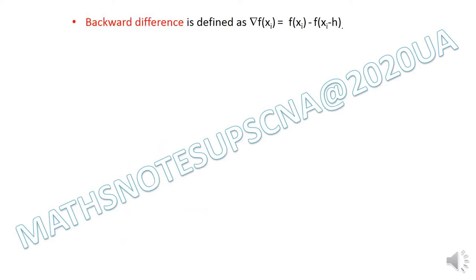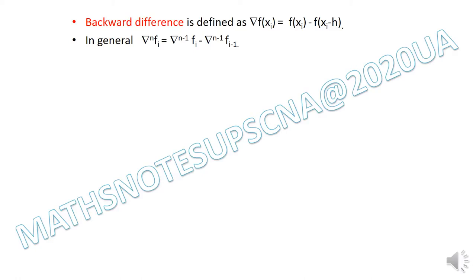Now backward difference is defined as del f(x_i) is equal to f(x) minus f(x_i minus h). Here we have taken backward delta and this is the difference. So the nth backward difference is del n f_i is equal to del n minus 1 f_i minus del to the power n minus 1 f_(i minus 1).